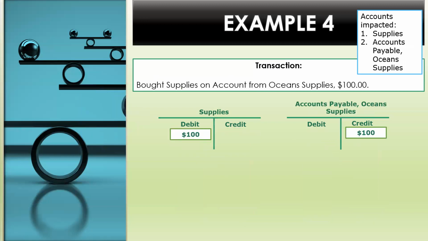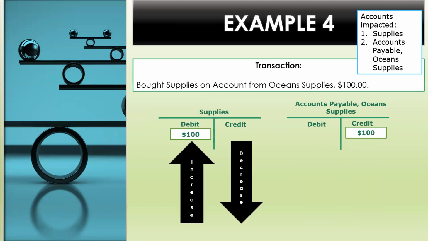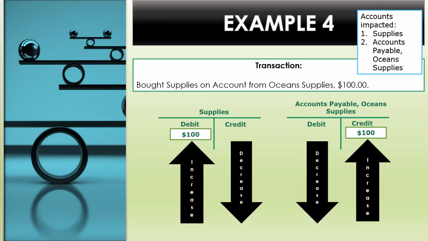Let's look at example 4, business transaction. Bought supplies on account from Ocean's Supplies in the amount of $100. This business transaction impacts supplies and accounts payable Ocean's Supplies. These are two different accounts. Supplies are increased by a $100 debit, while accounts payable is increased with a credit of $100. Here you can see this business transaction has both a debit and a credit, and there are two accounts impacted here.